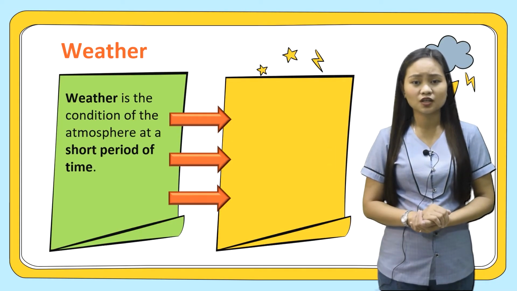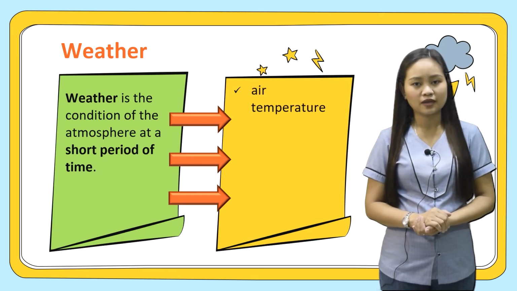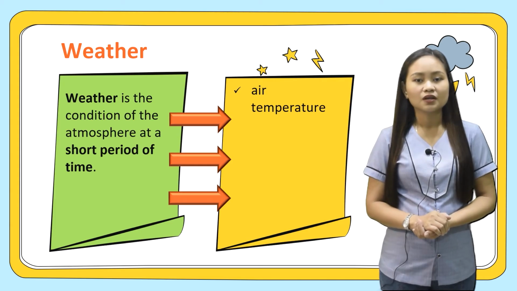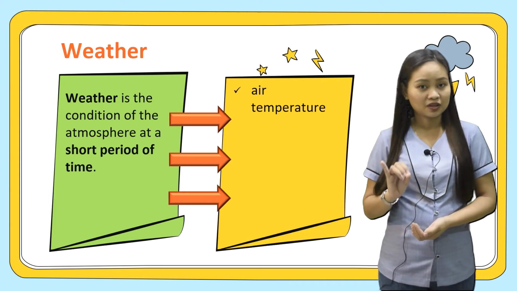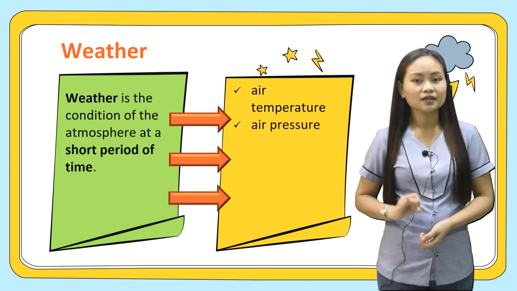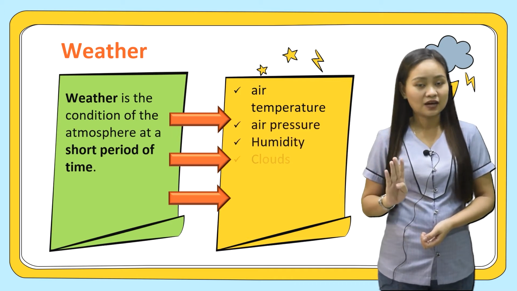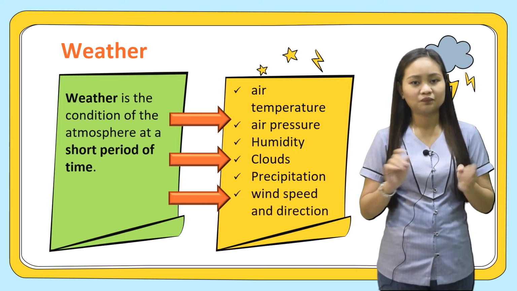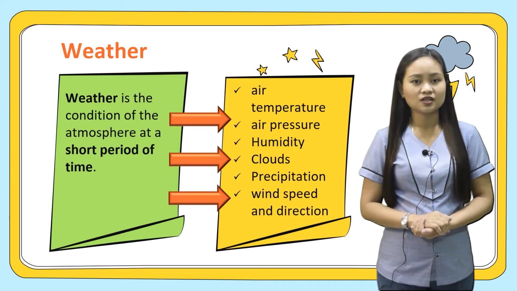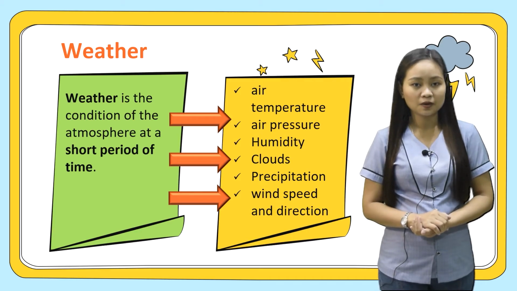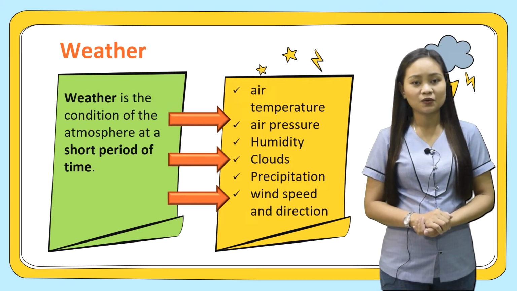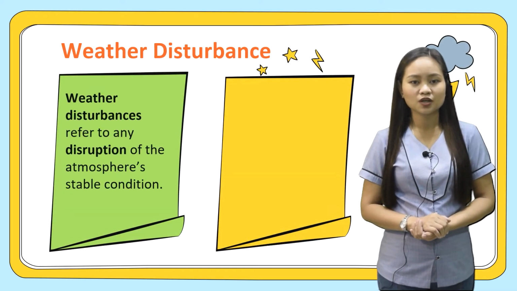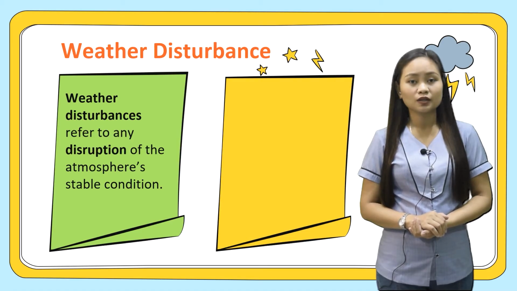Weather is the condition of the atmosphere at a short period of time. There are different factors that affect the weather. This includes air temperature, air pressure, humidity, clouds, precipitation, and wind speed and direction. When these factors change and affect the condition of the atmosphere, weather disturbances may occur. Weather disturbances refer to any disruption of the atmosphere's stable condition.